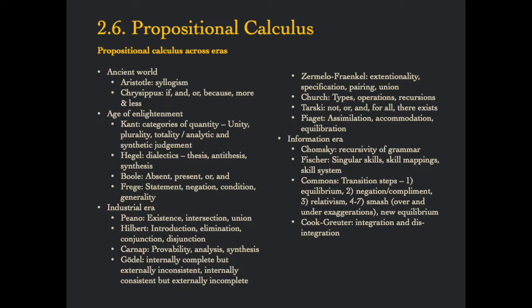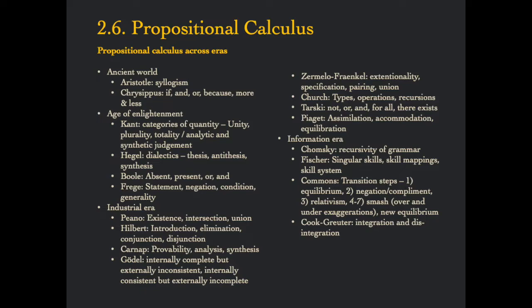And then in the information era, we have Chomsky's recursivity of grammar, which is that you have a word and then you combine that word with other words to make statements, but then you can compress those words down into a single word. And then you can relate that word to other words and create another kind of statement. And then you can create a word to compress all that statement down into just another single word. And this is a recursive thing that we can do again and again and again.